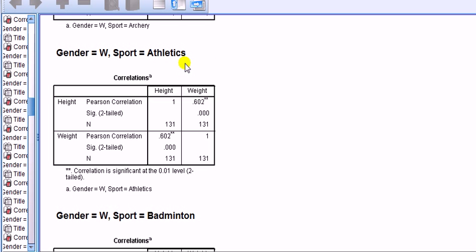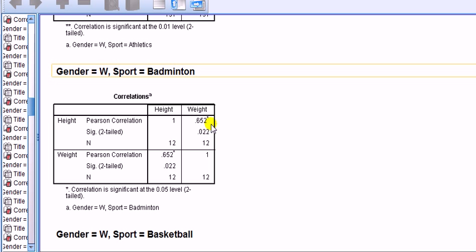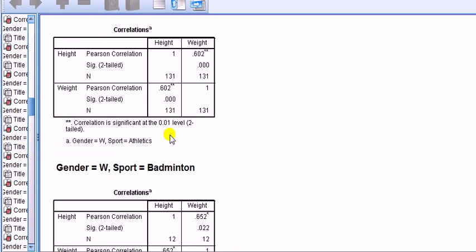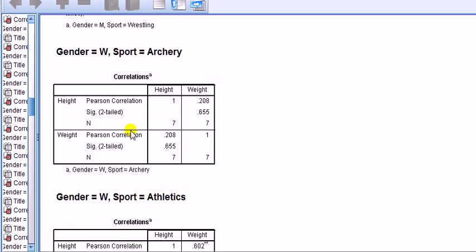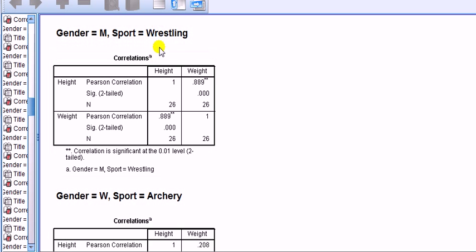Athletics, that's track and field, 0.6. Badminton, which I love, that's 0.65. Oh, sorry, we've gone into women now all of a sudden. Alright, so let's stop. Right, so wrestling was the last one. That was for the guys.